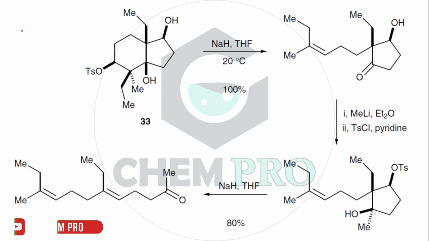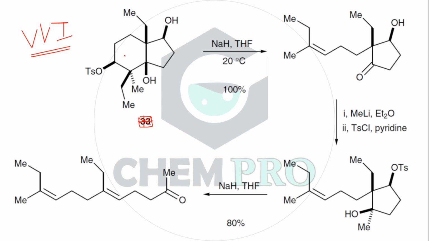So next, this is a very, very important example from the book Carruthers. Okay. Nowadays, this is a trend that the examiner directly asks questions from the examples of Carruthers or Clayden in the CSIR NET and GATE examinations. Okay, so we should check this example and the mechanism also.